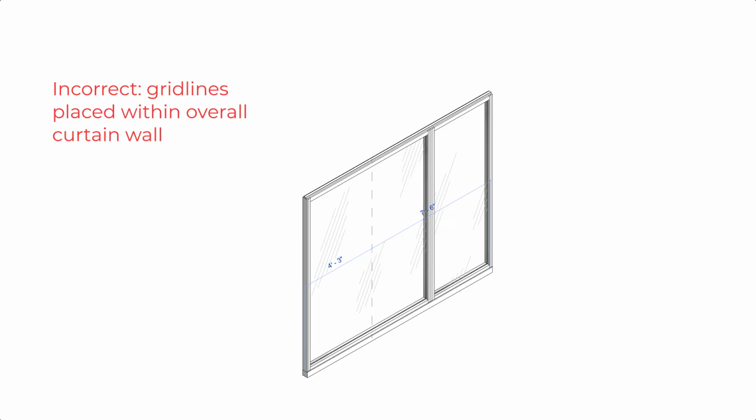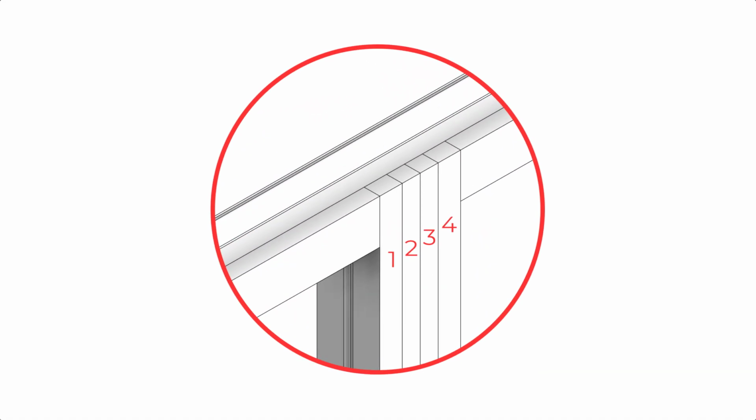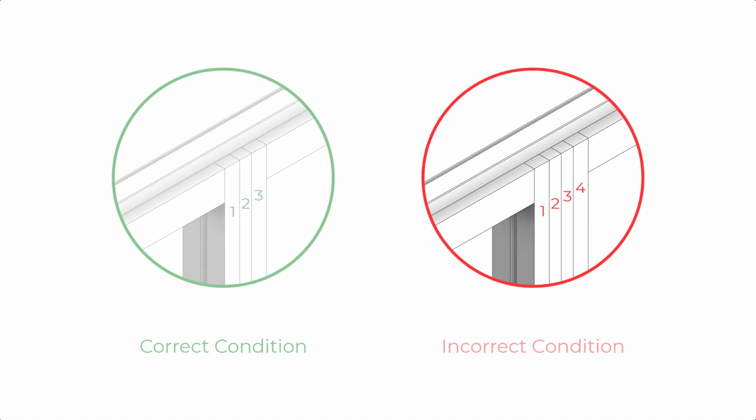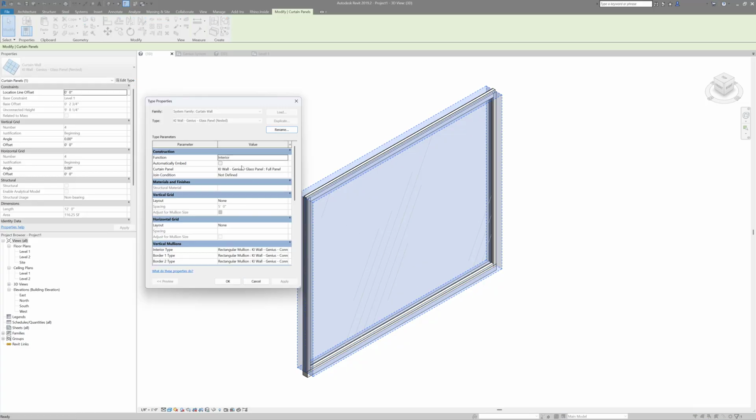Incorrect placement will show temporary dimensions spanning the full wall. After placement, 4 mullions will appear, indicating the grid line was placed on the overall curtain wall instead of the nested curtain wall. Use the mullion condition as a visual check to confirm that the grid has been placed correctly. If you would like to add an automated grid layout to the wall, simply select the nested curtain wall and edit the vertical grid layout within the wall's type properties.